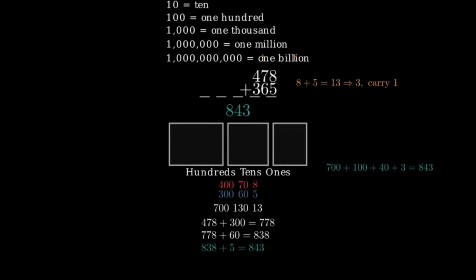This shows clearly the logic. Add 300, then add 60, then add 5. It is equivalent to expanded form, but done as successive mental steps. We again end with 843.